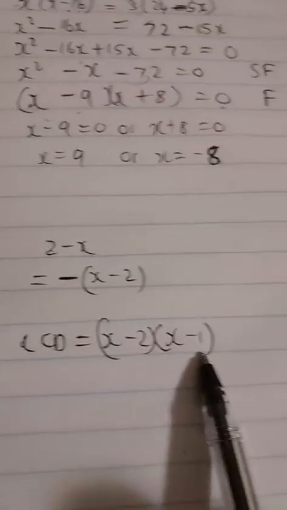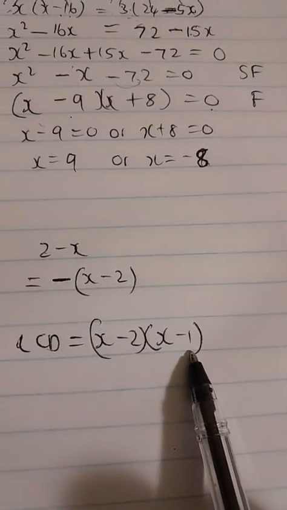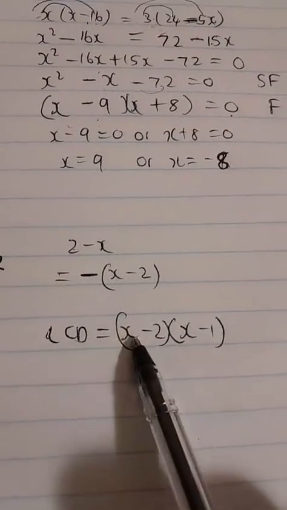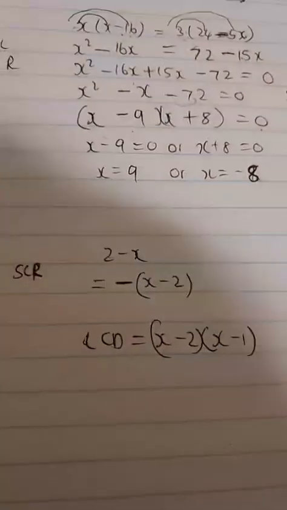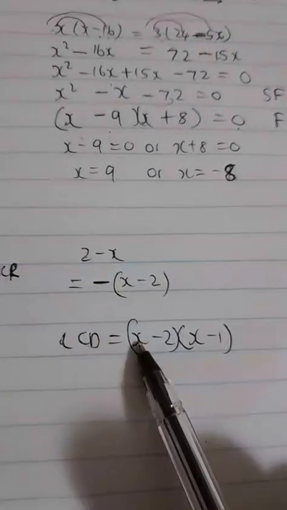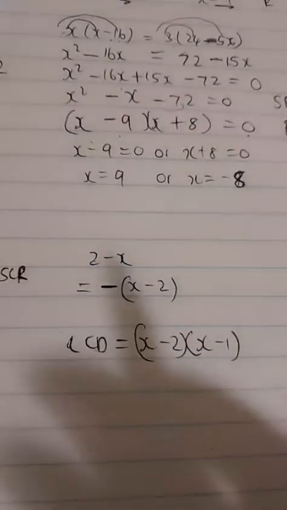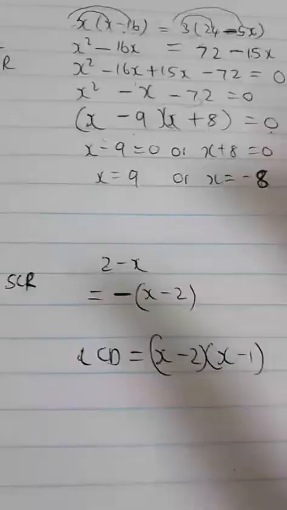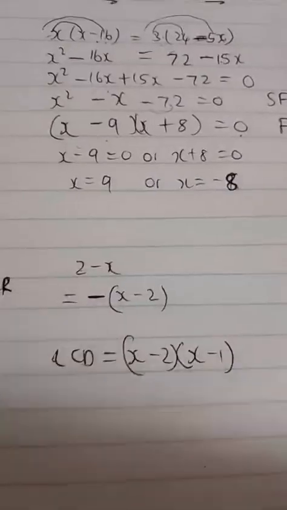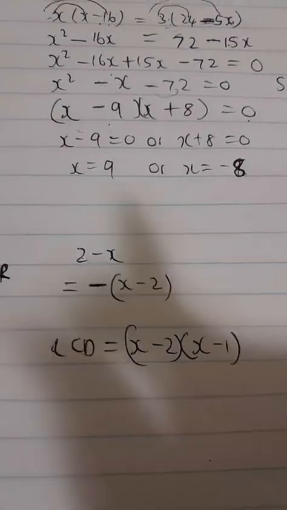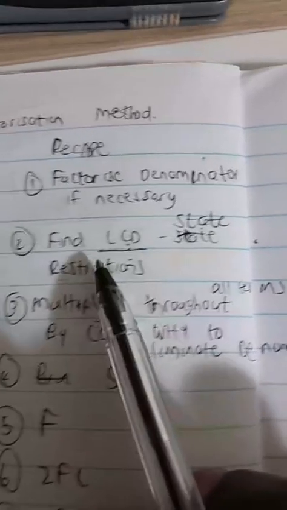We write the unique expression as a product with the common one. So x minus 2 times x minus 1 is our LCD. Are we together? Then state the restriction.